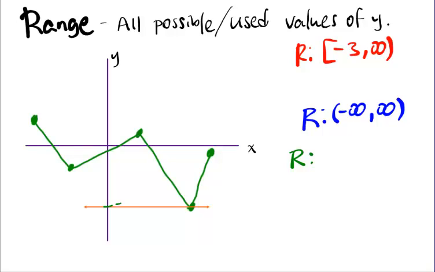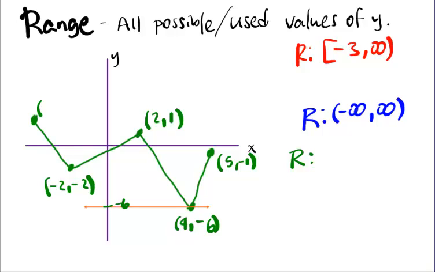is -6. And so let's call this point right here the point -6, 4. And let's call this point right, whoa, that's backwards, isn't it? Let's go 4, -6. And let's call this point right here 5, -1. And let's call this point right here 2, 1. And this one right here, -2, -2. And this one right here, -3, 2, actually. Okay, so here's all the points for my graph.